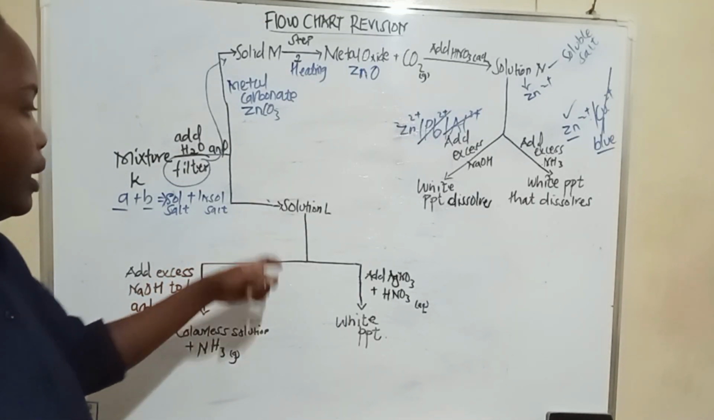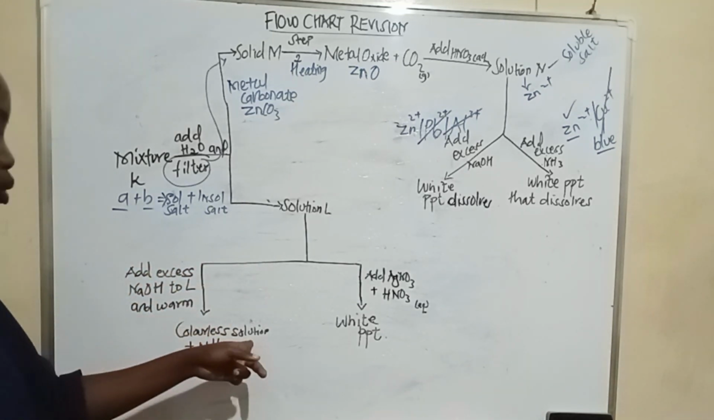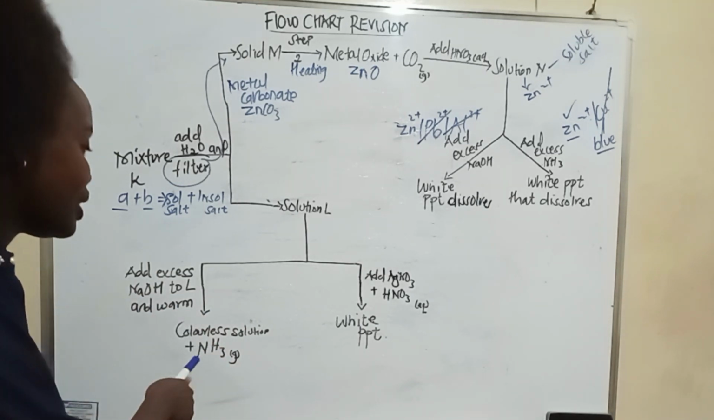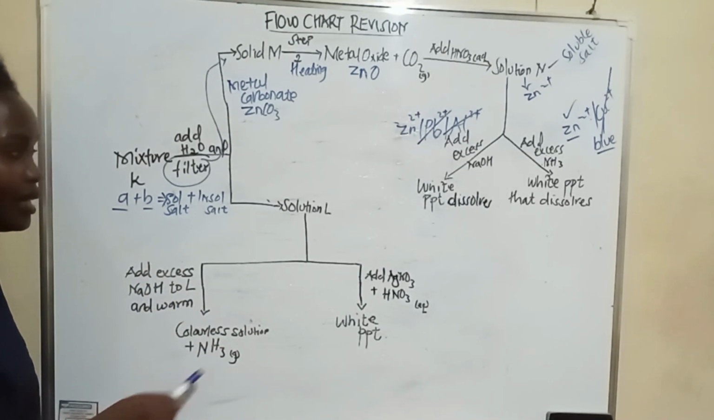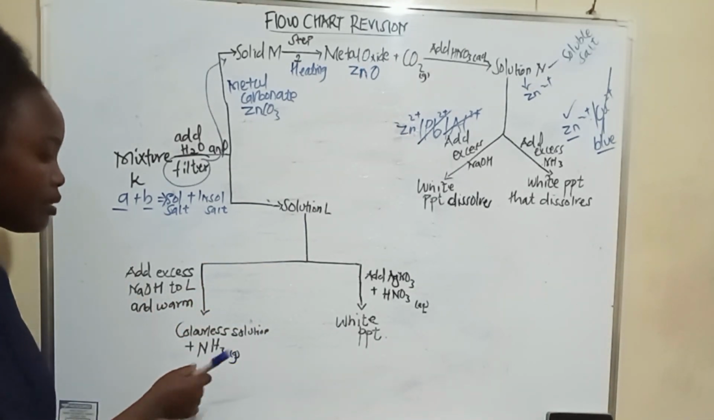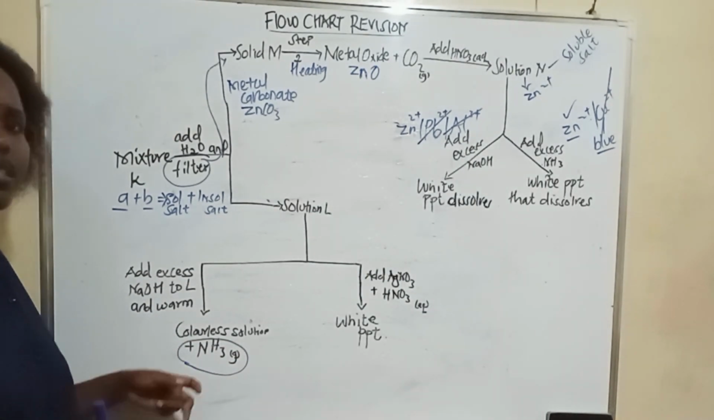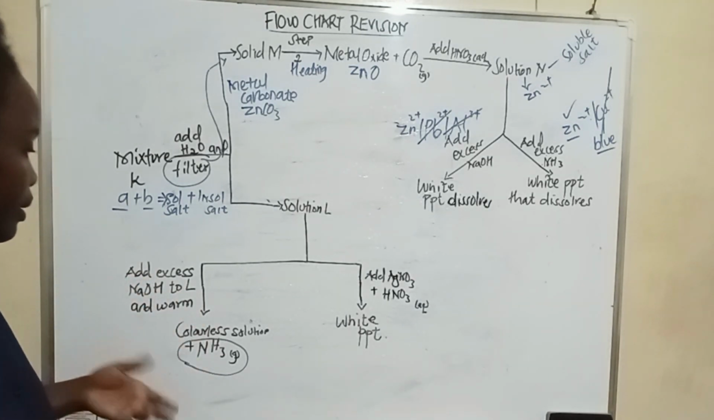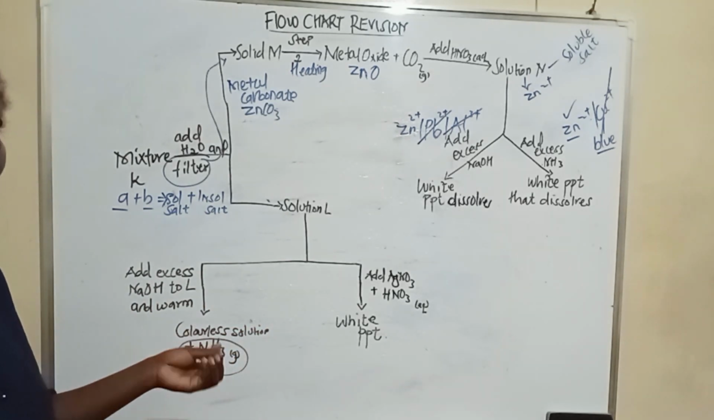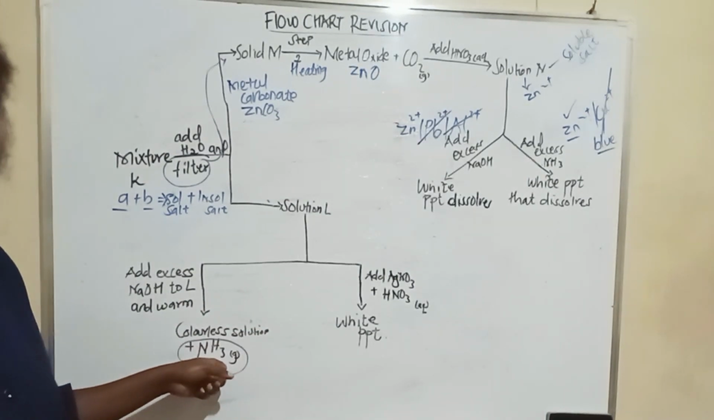So the solution L, if you add excess sodium hydroxide to L and warm it, you form a colorless solution, and you see there is emission of what? Ammonia gas. If there is ammonia gas being emitted, then it means that our solution L is an ammonium salt. And remember that ammonia gas gives a pungent smell. So our solution L is a soluble salt of ammonia. Now we need to know that whatever is going to be here is supposed to be an ammonium salt.